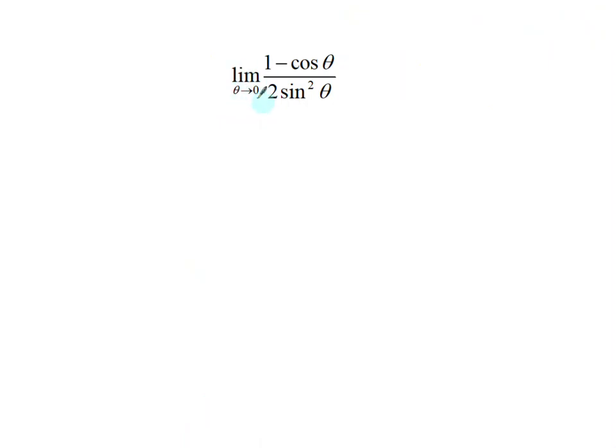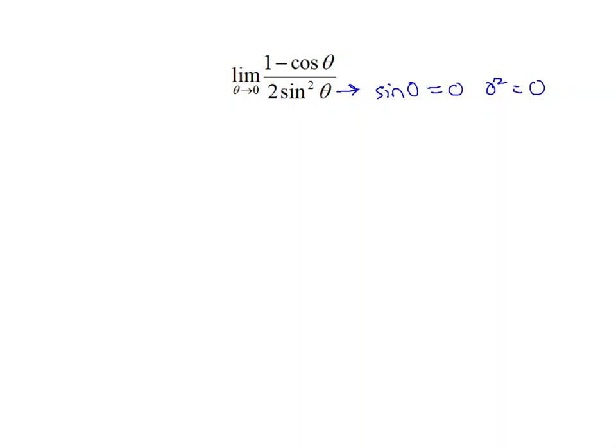Limit as theta approaches 0 of 1 minus cosine theta over 2 times sine squared theta. Of course, I'm going to try direct substitution. Can I plug the 0 in here and get an answer that works? Well, I know that sine of 0 equals 0, and 0 squared is 0, so it looks like my denominator is going to be 0. That's not going to work out so well. So we think of some strategies.